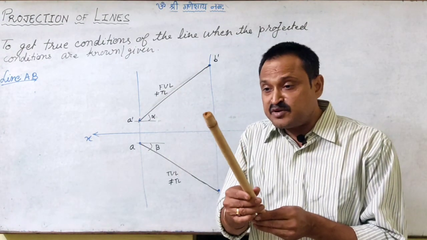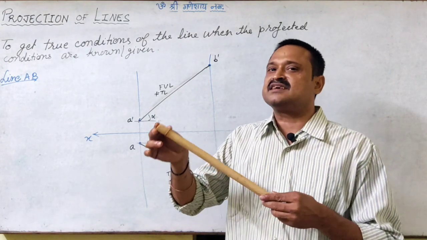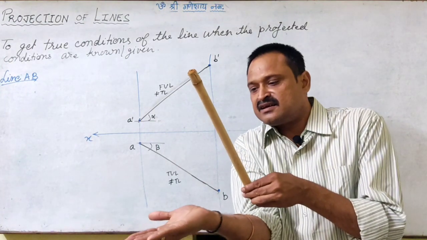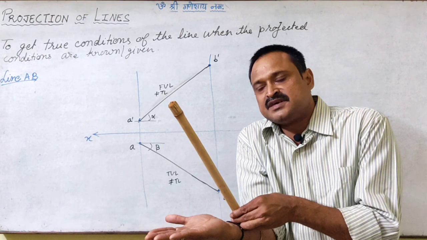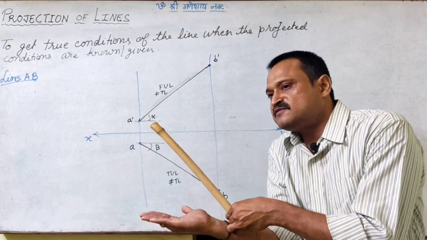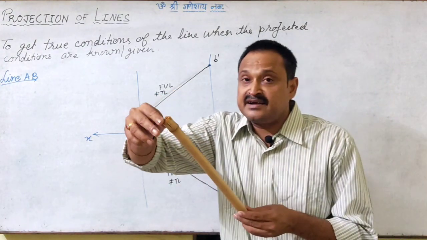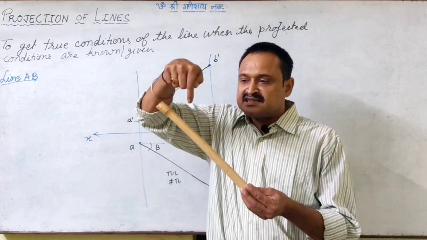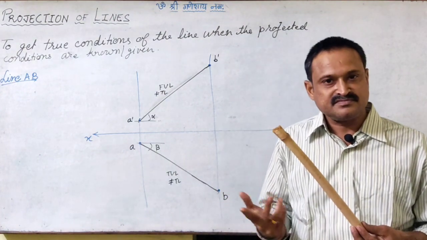Now when I am doing so, I am not changing its inclination with HP, right? So now have a look here. Let us say this palm is the top view length of this line. So if I rotate this line, the top view image of this line is going to rotate with it, right? And we have also understood if a line is parallel to VP, then its top view image will become parallel to the XY line, right?